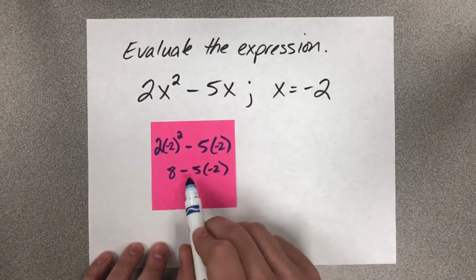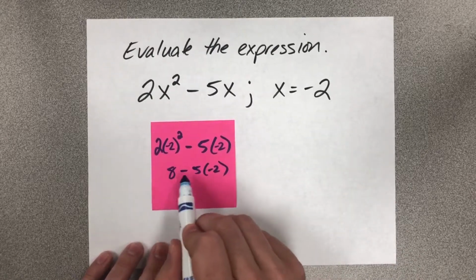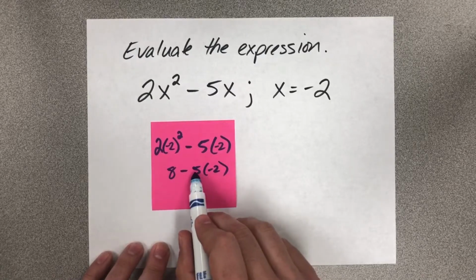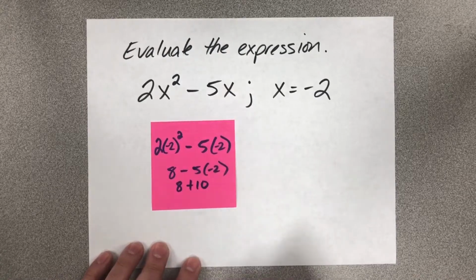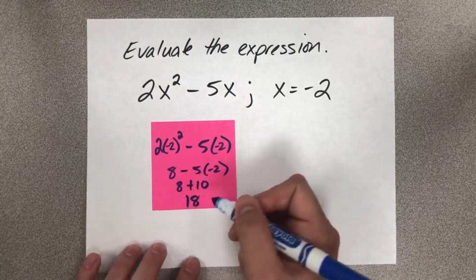Continuing the order of operations, I need to do multiplication before I do addition and subtraction. So in this case, -5 times -2 is a positive 10. And my resulting answer is 18.